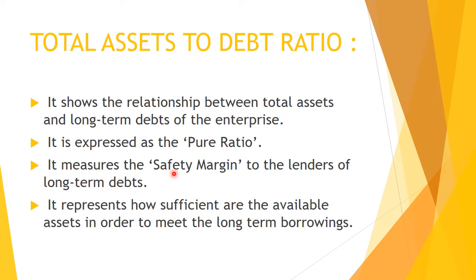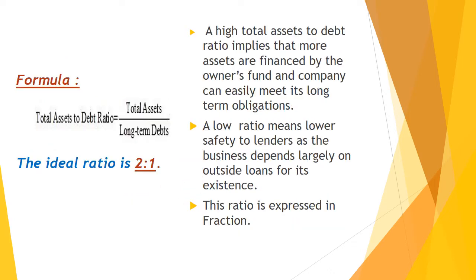It represents how sufficient the available assets are in order to meet the long-term borrowings. The long-term borrowings that you take, how sufficient your assets are to meet those borrowings or debt can be studied here. Now let us have a look at the formula: total assets to debt ratio equals total assets divided by long-term debts. Now the ideal ratio is 2:1, same as debt to equity ratio.